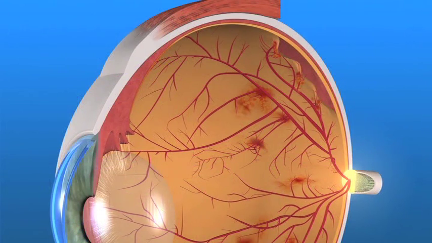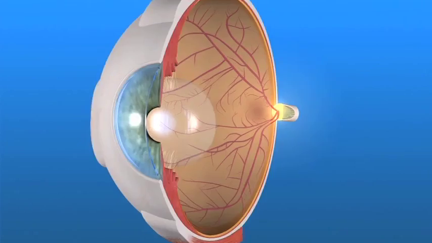If similar vessels grow abnormally in the front of the eye, they can block the drainage channels of the eye and cause high pressure and possibly glaucoma. Both your central and side vision can be affected by PDR.